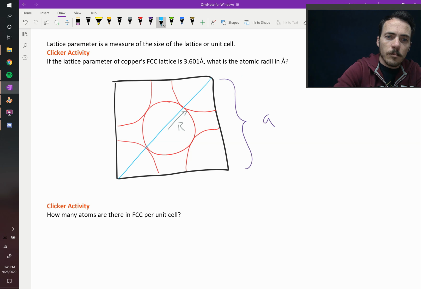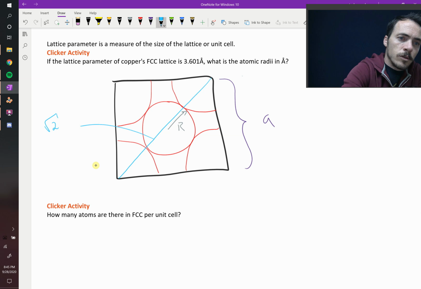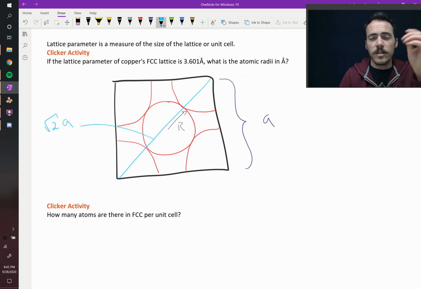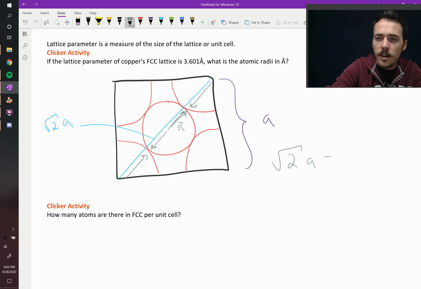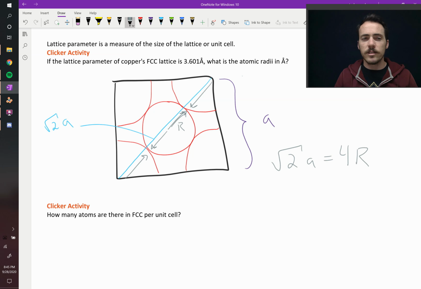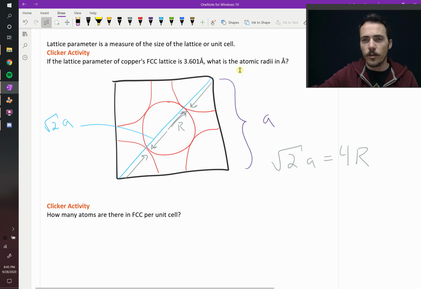The blue line, using Pythagoras' theorem, we know that it's equal to square root of 2 times A, right? Whatever A is, that diagonal line in a square is going to be square root of 2 times A. And we can see in this picture that it's made up of how many radii? 1 radius, 2 radii, 3, 4. So square root of 2 times A is going to be equal to 4 times our radius. How cool is that? That allows us to plug in the radius and solve for the lattice parameter of your structure, right?